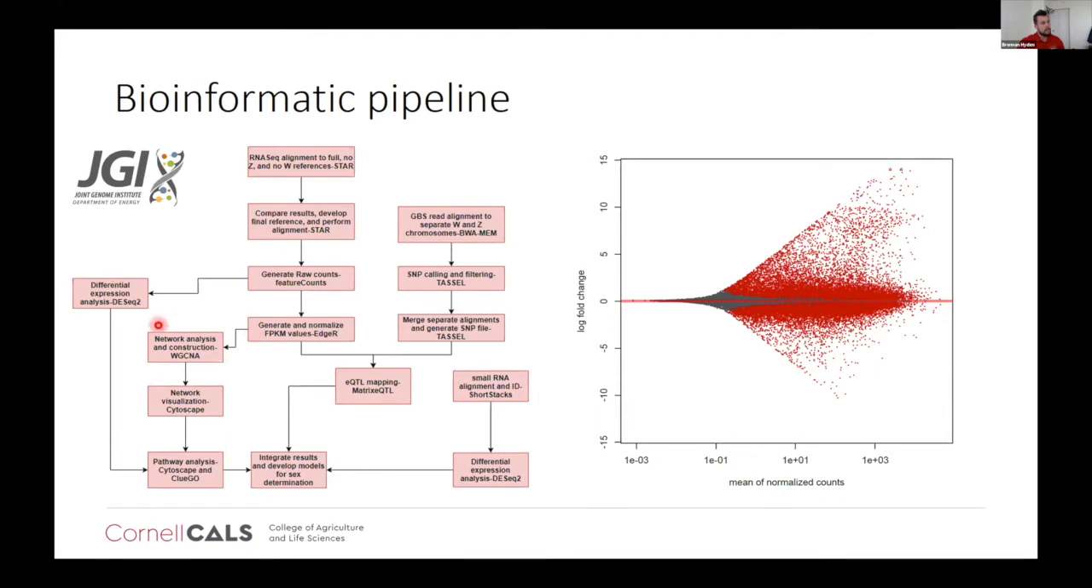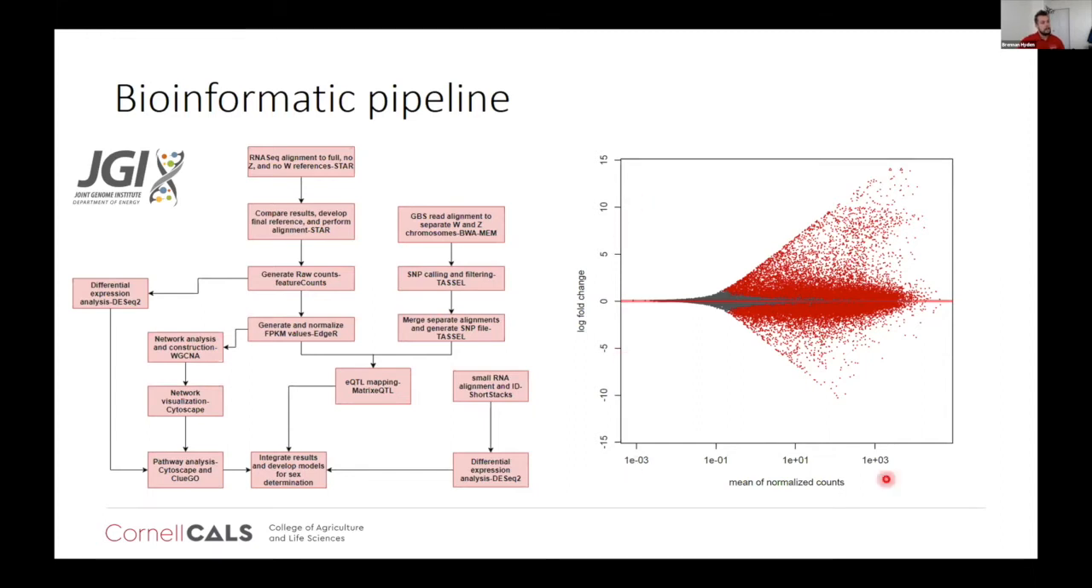But basically, we did differential expression analysis, we did network analysis, we incorporated both RNA-seq data as well as GBS SNP data to do eQTL mapping. And we also had some small RNA data from a subset of these samples that we were also able to map and perform differential expression.